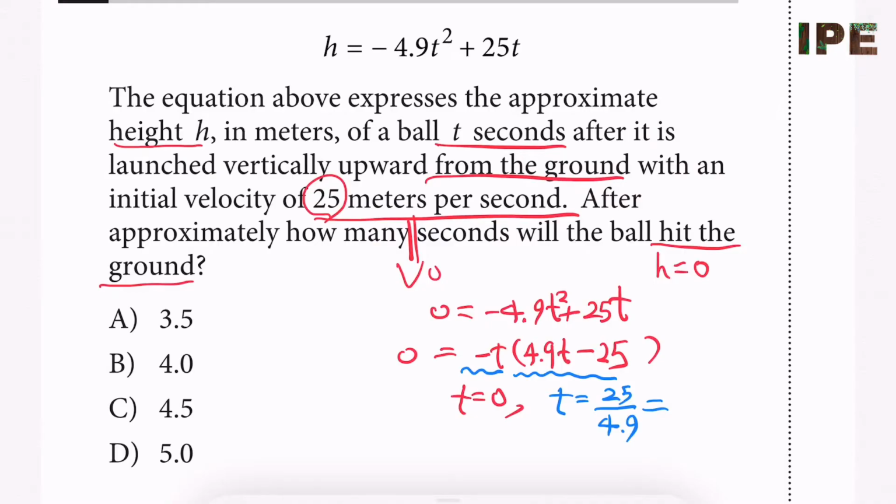5.1 is about 5. Two answers, but when t equals 0, it's not starting yet. It's on the ground, right? Launched vertically upward from the ground. That moment t equals 0. And then hit the ground means it reaches back to the ground after 5 seconds. So 5 is the answer.